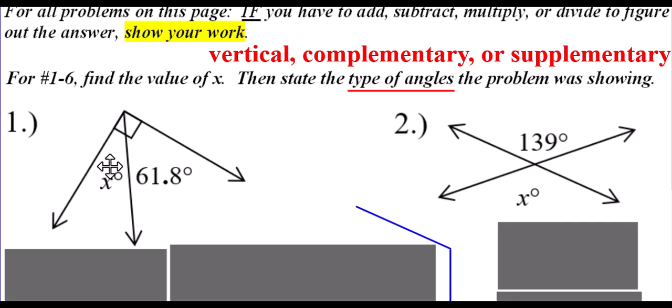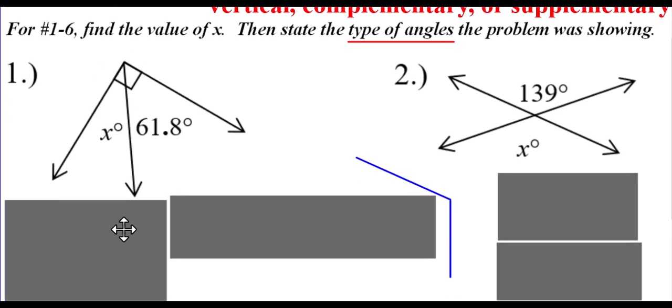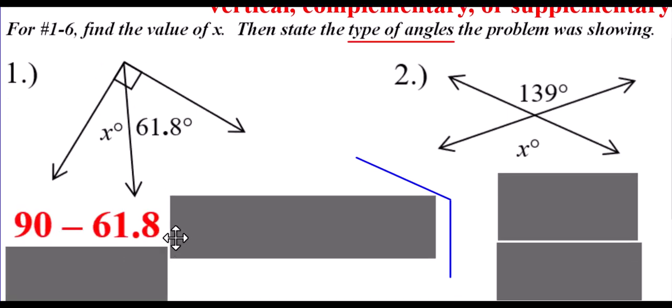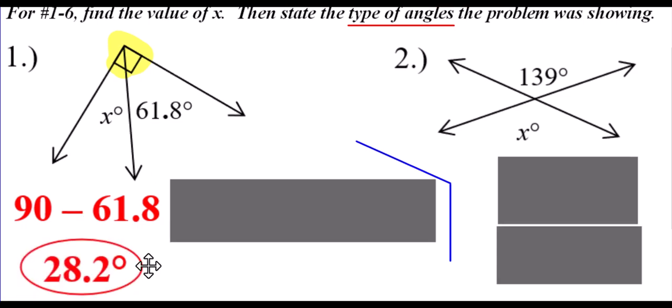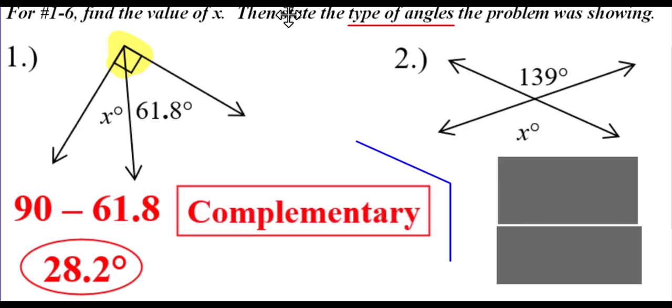Well, notice this right angle. We have 2 angles that together form that right angle, which means I can simply take 90 degrees, which is what that little square is, and subtract away the 61.8 degree angle to get the value of x. I also could have written this as an equation. You can see an example of that from the very first page if you chose to write it as an equation, for problem number 2 on the first page. But either way, you're going to end up subtracting 61.8 from 90, 28.2 degrees. By the way, second part of the directions, this was a pair of complementary angles.